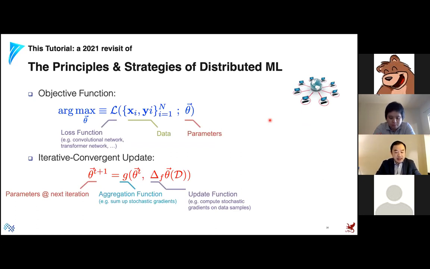To prepare for that, let me reiterate the problem to be solved, which is our machine learning program. This is what I showed earlier, which shows explicitly the mathematical entities that have to be translated into the system representation so that they can be either distributed or handled in a specific, infrastructure-dependent manner: loss function, data, parameters, and this iterative update equation.